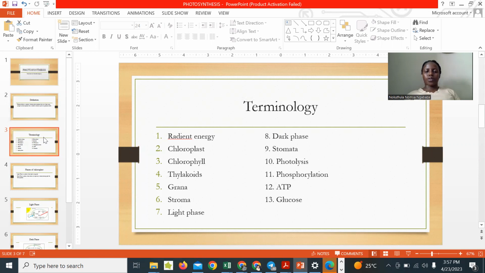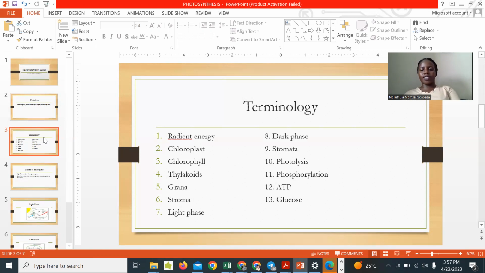The first term that we have there is called the radiant energy. This is the energy from the sun that is needed by the plants for photosynthesis to occur. So we're simply saying radiant energy is the energy that is produced by the sun, and this is the same energy that is needed by the plants so that photosynthesis can occur.